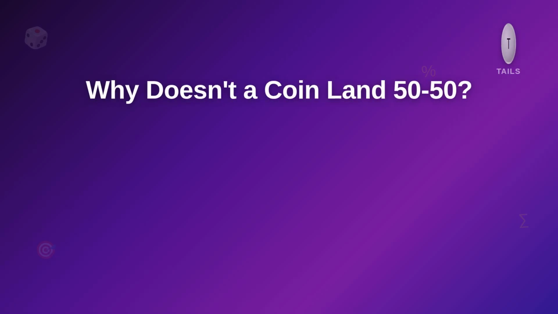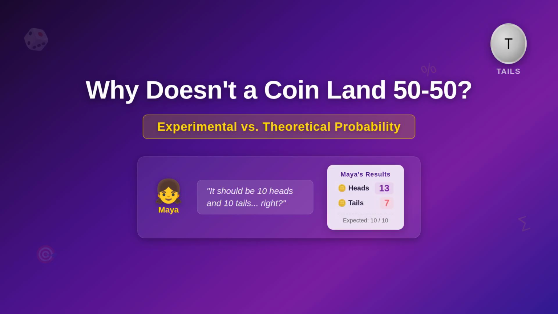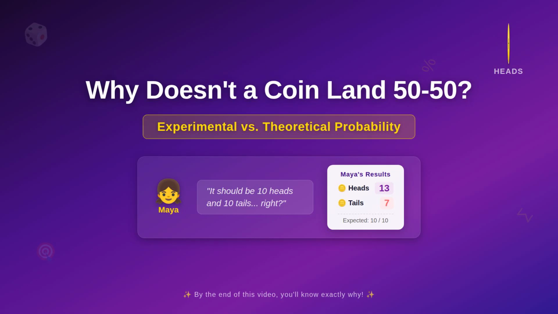Meet Maya. She's in 6th grade, and today she has a math project. She has to flip a coin 20 times and record the results. She figures, easy, it should land heads exactly 10 times and tails exactly 10 times, right? But when she finishes, she gets 13 heads and only 7 tails.